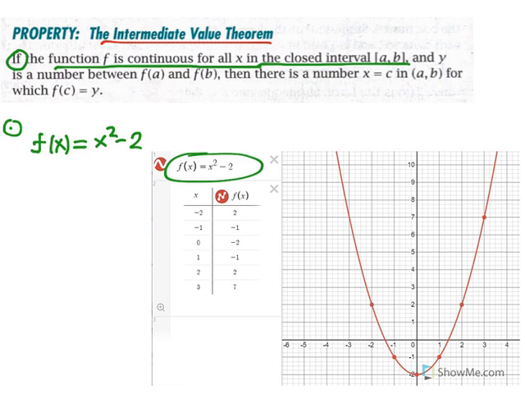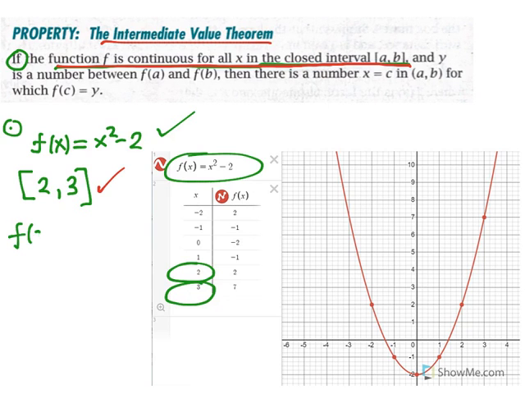Let's go ahead and consider a particular interval for x, from x is equal to 2 to x is equal to 3. So on the interval from x is equal to 2 to 3, the function f is continuous because it is continuous everywhere. So we have a function that is continuous for all x in the closed interval from 2 to 3. Now what is f of 2?